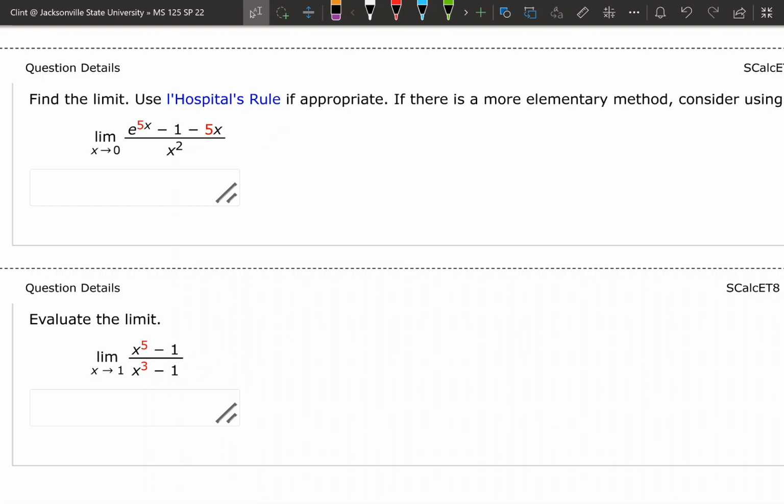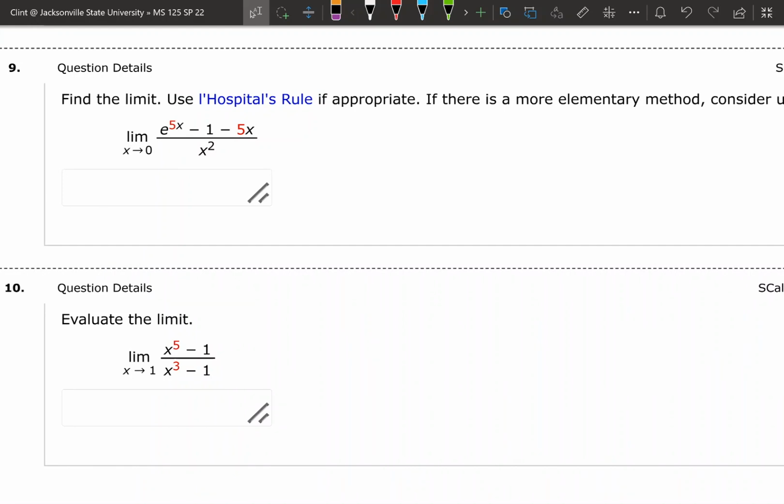Number 9 says use L'Hopital's rule if appropriate to find the limit. In order for us to use L'Hopital's rule, we need to be in either 0 over 0 or infinity over infinity indeterminate form. So if we plug 0 in here, in the top we'll get e to the 0th, which is 1, minus 1, so that's 0, minus 5 times 0, so that's 0, so we'll get 0 on the top. The bottom, if we plug 0 in, we get 0. So we are in 0 over 0 indeterminate form.